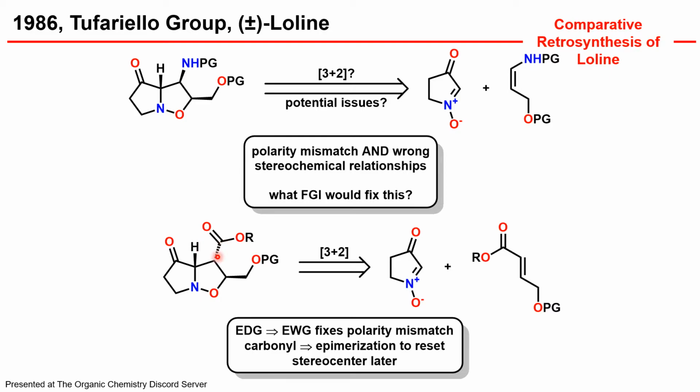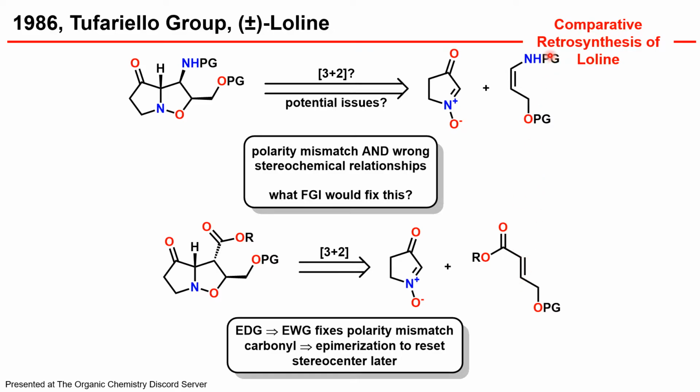But then the important thing to realize is carbonyls can be epimerized, right? This center is acidic, so you can planarize it, and it'll equilibrate to the more stable epimer, right? And so that's one way that you can fix the stereochemistry issues that would arise from switching this alkene from cis to trans.